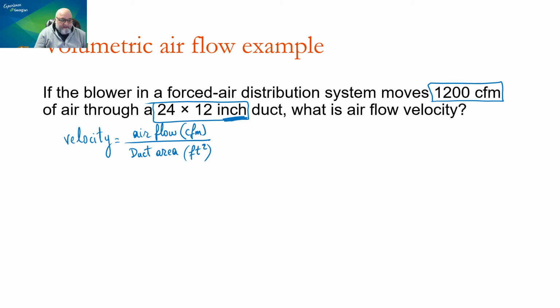Why don't we do that first? Why don't we do the area of the duct? So duct area is equal to 24 times 12 inches. And if we multiply that, let me simply multiply that here. 24 times 12 is 288 inches squared. And how do you convert square inches to square feet?